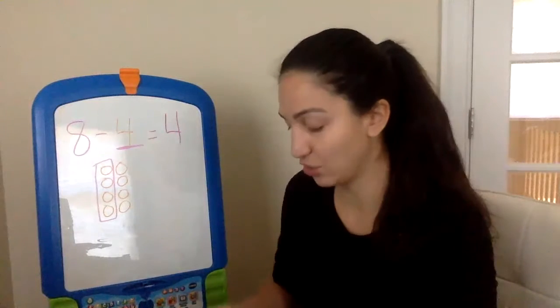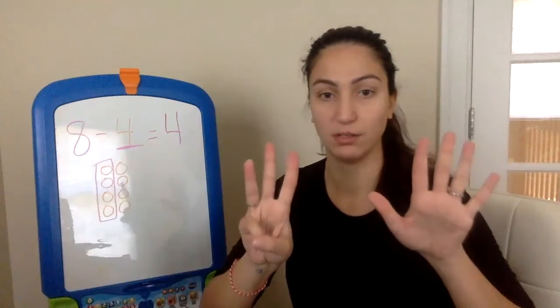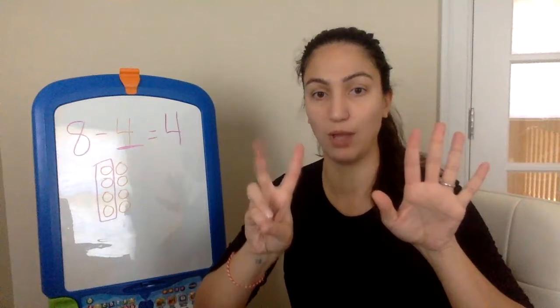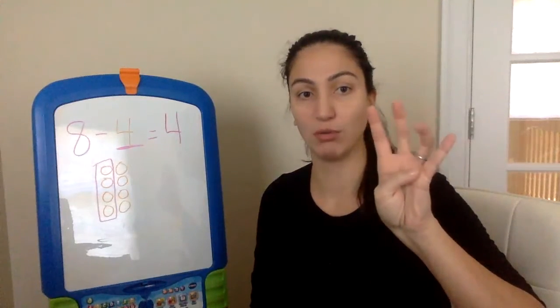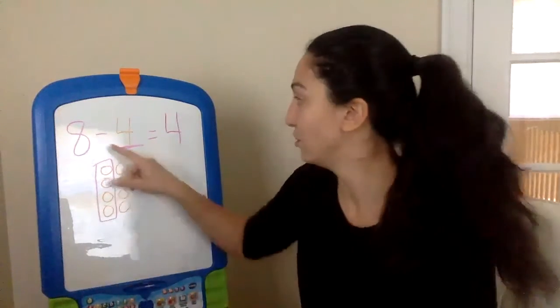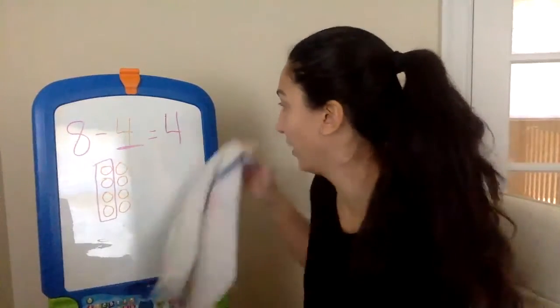And again, I can check with my fingers. So here's 8 minus 4. 1, 2, 3, 4. And that leaves me with 1, 2, 3, 4. 4 left. So it tells me that it's true. 8 minus 4 equals 4. Great.